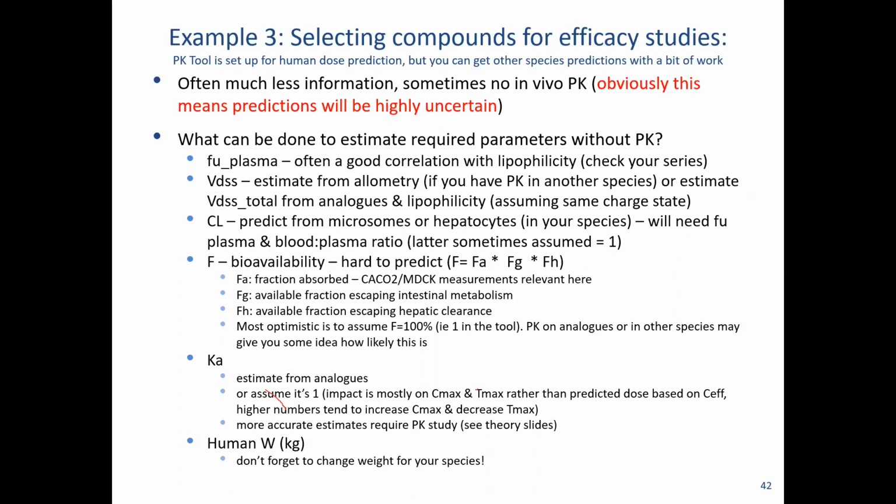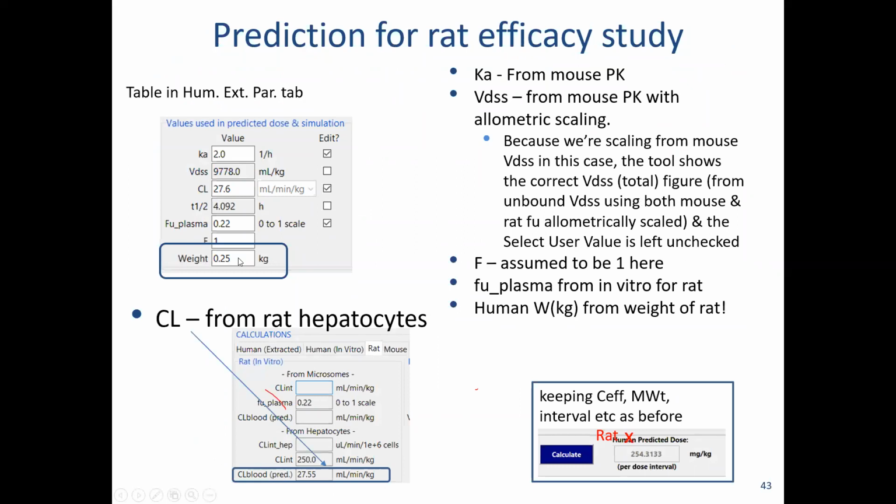Obviously, if we are predicting for a different species, you don't want to leave the weight at 70 kilograms. So these are the values ultimately that you need to put in, this is the key column, as I mentioned before, and you can change the weight to the species that you want to predict for. In this case, we're using an estimate of clearance from rat hepatocytes, and with these different values, we get an estimate. It's still labeled human predicted dose, but in this case it's a rat predicted dose, a bit of a frightening rat predicted dose in this case, but nonetheless, this is a way that you can sort of fool the tool into giving you predictions for different species.